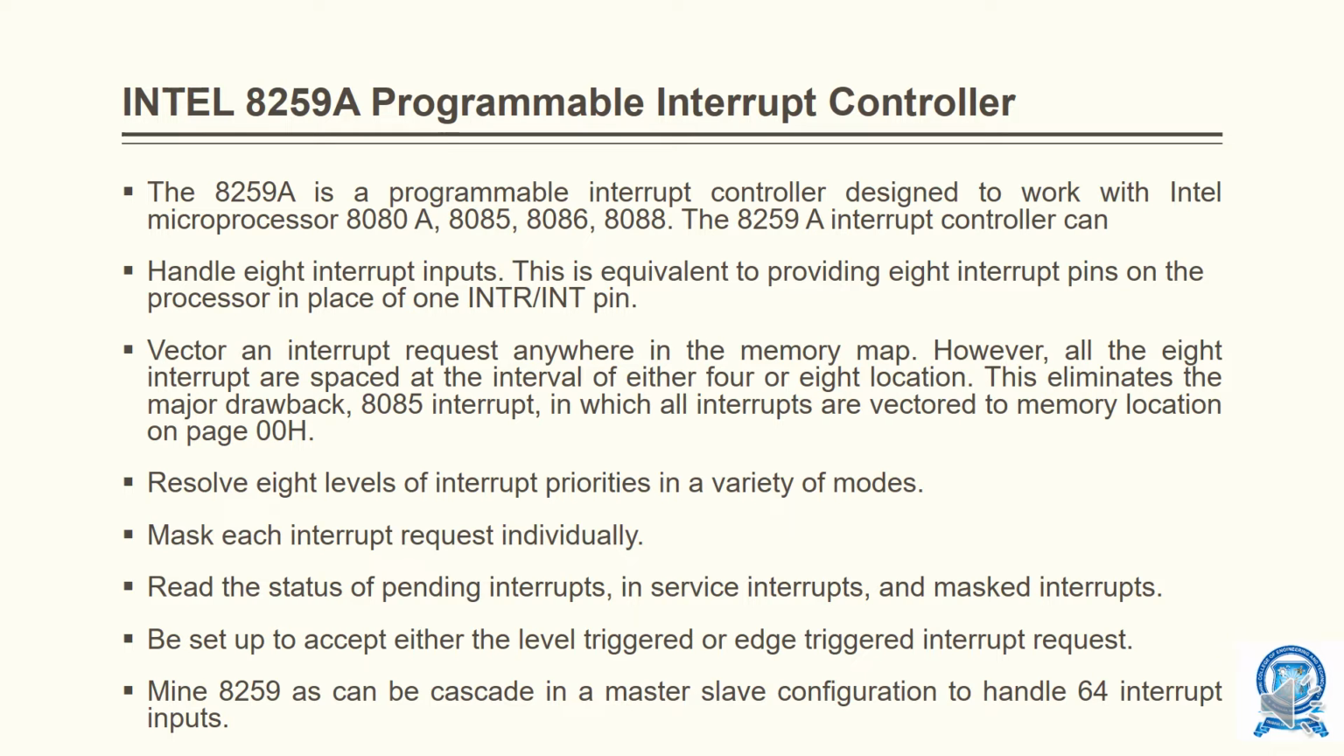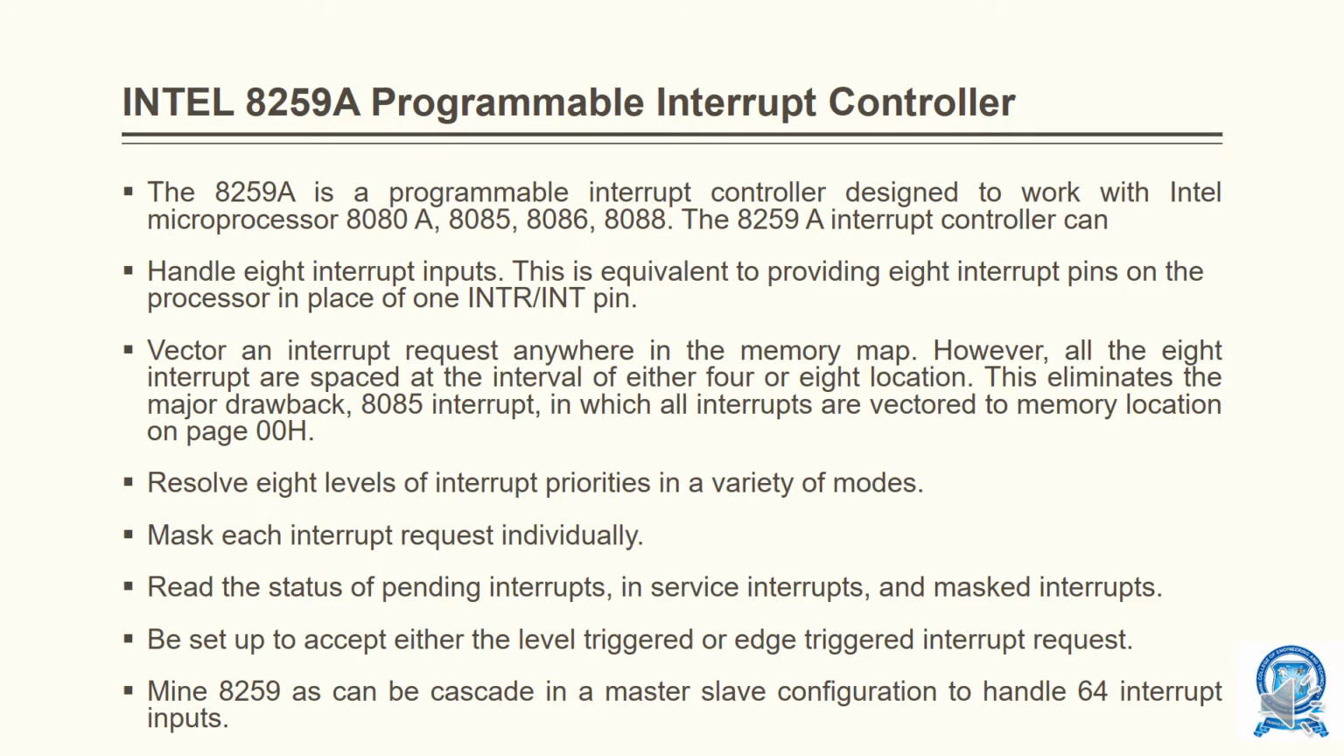The vector and input interrupt request can be anywhere in the memory map. However, all 8 interrupts are spaced at an interval of either 4 or 8 locations. This eliminates the major drawback of the 8085 interrupt, in which all interrupts are vectored to memory locations on page 00H.